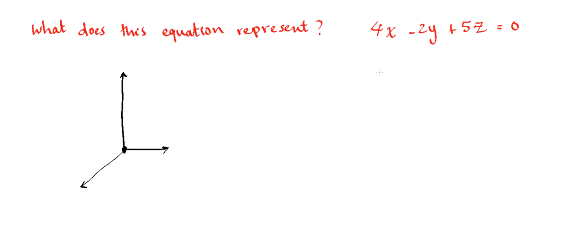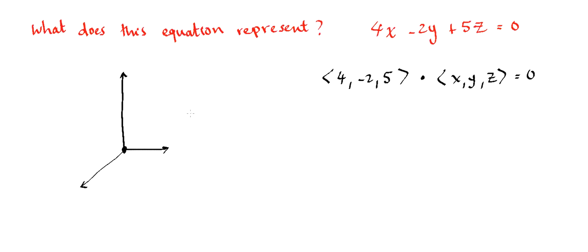So let us rewrite this equation in a different way. This looks like the dot product between two vectors. So this looks like the vector 4, negative 2, 5, dotted with the vector x, y, z is equal to 0. So this says that the vector 4, negative 2, and 5 and the random vector x, y, z are perpendicular, because the dot product of two perpendicular vectors is 0.